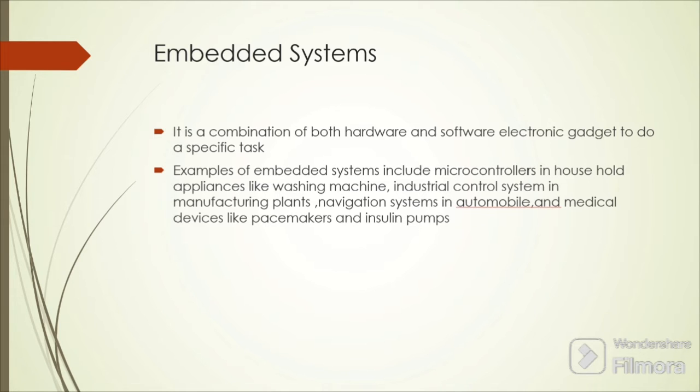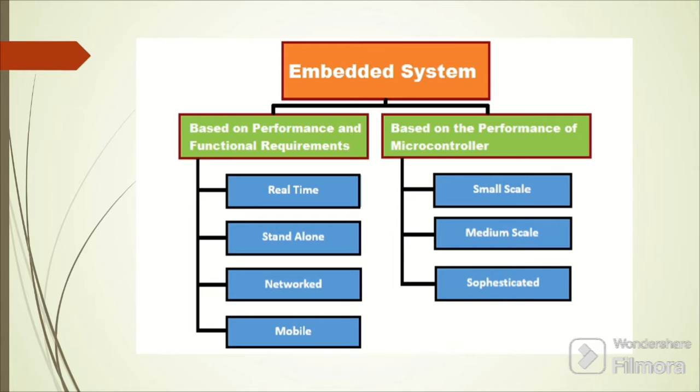And coming into the types of embedded systems, they can be classified into two types: based on the performance and functionalities required, and based on the performance of the microcontroller. Coming to the performance, there are four types of embedded systems.